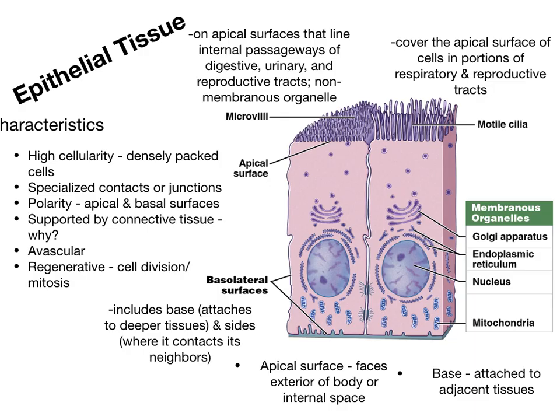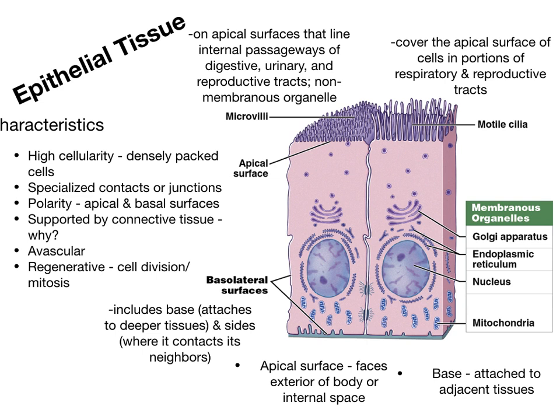The apical surface also covers the apical surface of cells in portions of the respiratory and reproductive tracts. So obviously we want to help the sperm have a little tail, that cilia tail, to help keep it mobile so it can swim to the ovum to fertilize that egg. And then in the fallopian tubes, the cilia help push those eggs down into the uterus for possible fertilization.